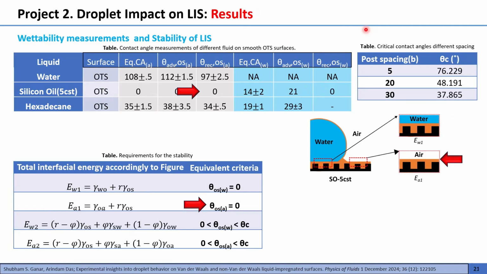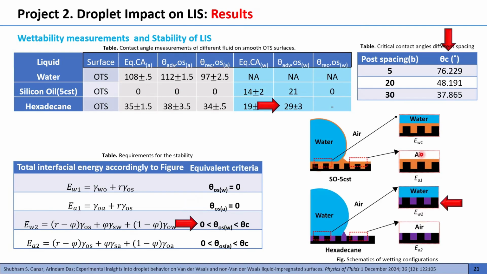Also, there will be the presence of a thin oil layer above the top of the pores, as you can see in the figure. The orange color is the silicon oil, also present on the top of the square posts. Similarly, for hexadecane, it has been found that it will be stable in air and water environments up to a pore spacing of 30 micron, and there will be no thin layer on the top of the square posts.